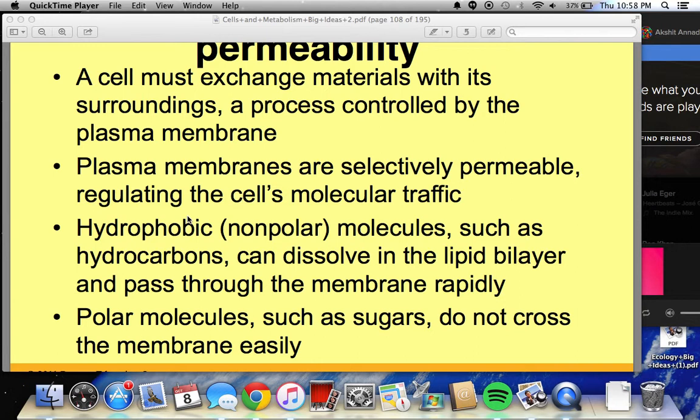Hydrophobic molecules, since the middle of the cell membrane is hydrophobic, pass through pretty easily. But polar molecules that like water do not cross the membrane easily because they have to cross through a whole forest of hydrophobic stuff and they just don't get along.